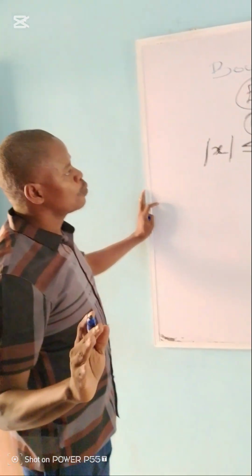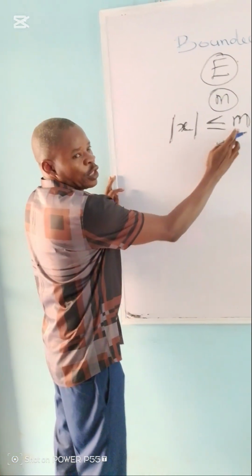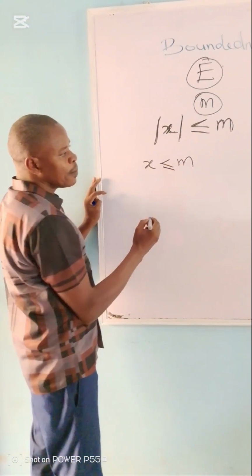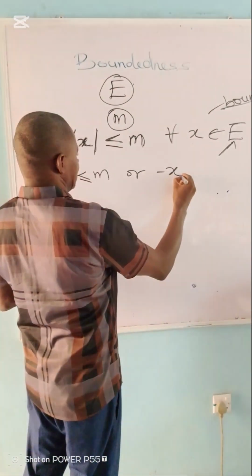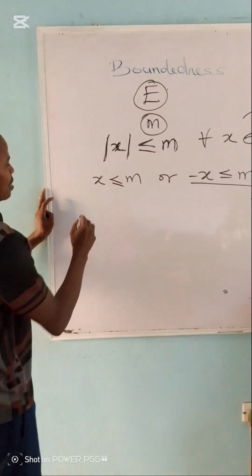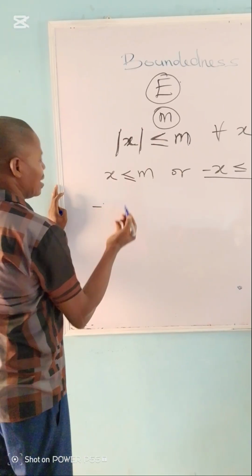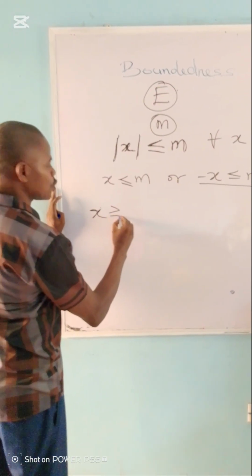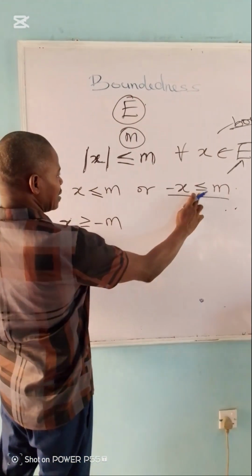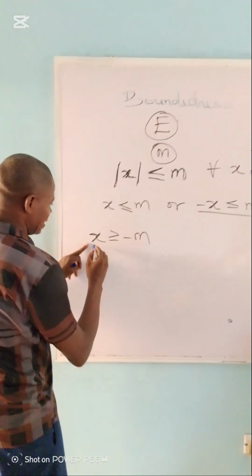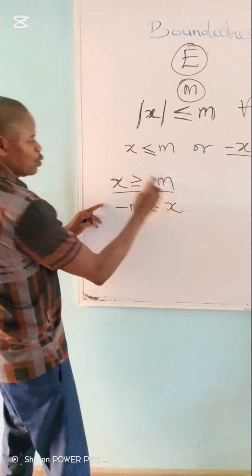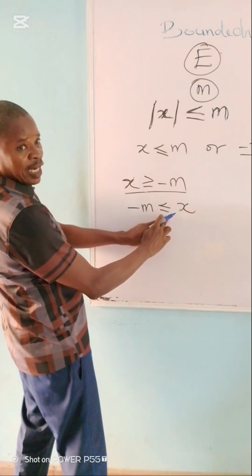Let's relate this to what we have discussed before. When we say the absolute value of x is less than or equal to M, we are saying that either x is less than or equal to M, or minus x is less than or equal to M. Considering this one, if I negate both sides, this sign will change to greater than or equal to, so x is greater than or equal to minus M. That is the same thing as minus M less than or equal to x.